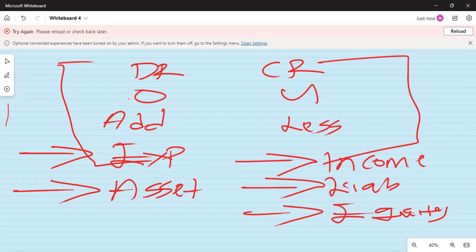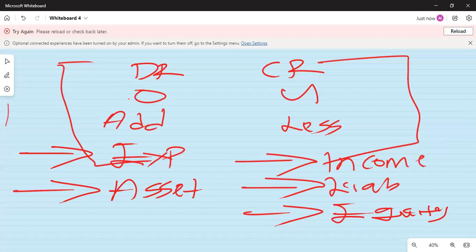And you are preparing the statement of profit or loss. So you are only dealing with income and expenses. You are only dealing with income and expenses. So if expenses is overcast, you deduct.